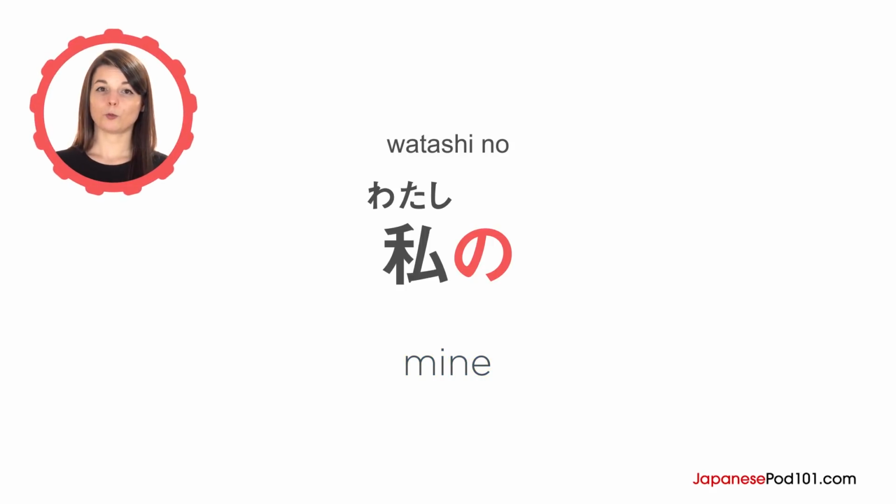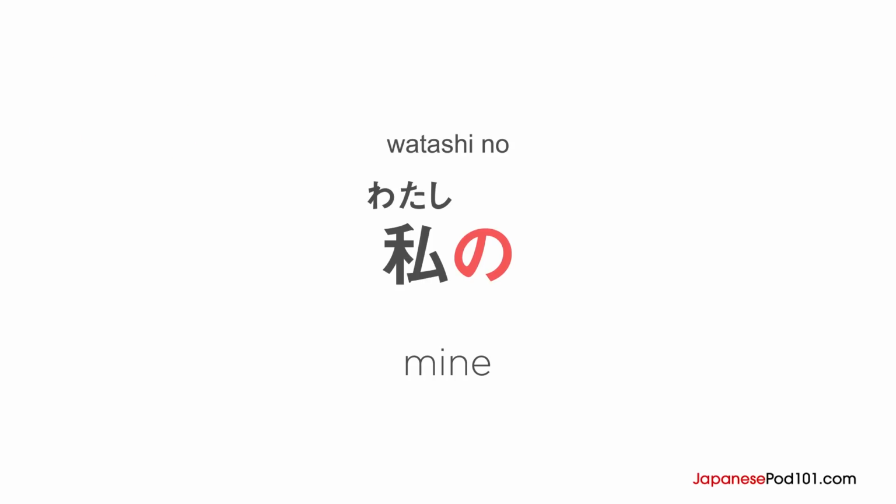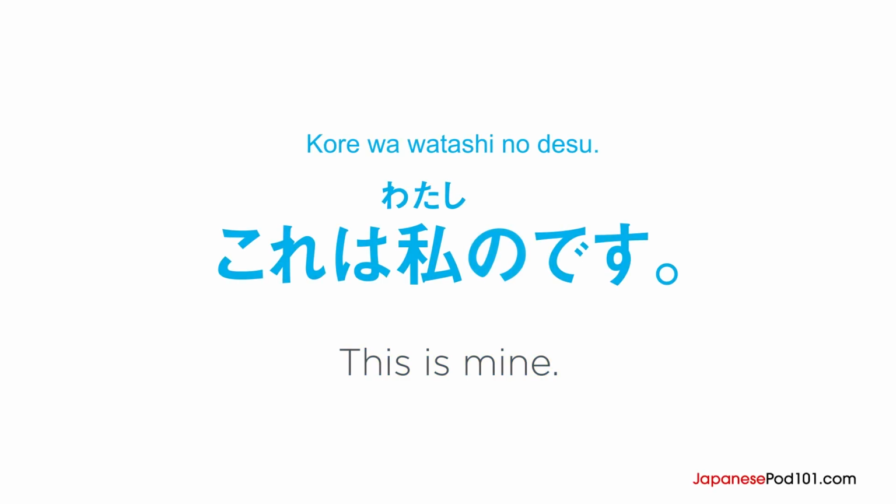Good point. When it's obvious what the first noun possesses, the second noun can be left out. For example, how do you say, this is mine? これは私のです。Let's take a look at a few more examples.